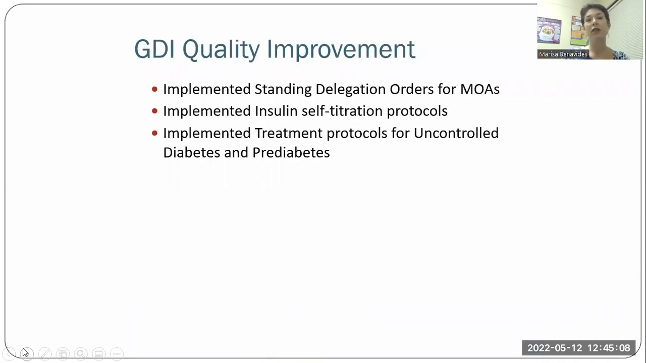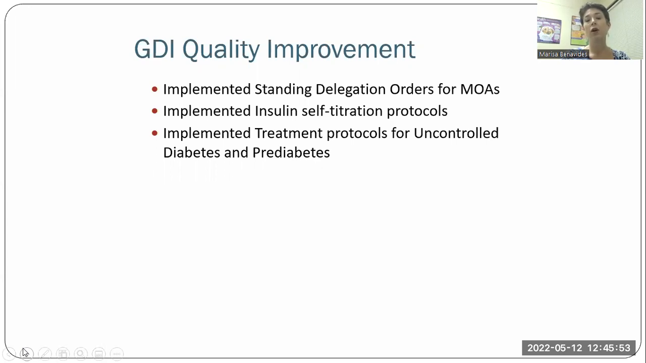So these are just some of the different things that we've done in our clinic. We've implemented standing delegation orders for our MOAs to streamline that, and to ensure that every single patient that comes in for diabetes gets the same quality of care as the next. The insulin self-titration protocols, again, to help reduce the incidence of hypoglycemia and to improve our A1C outcomes so that patients can get to goal sooner. And we have implemented protocols for our providers for better management of uncontrolled diabetes. And we've also implemented protocols for pre-diabetes as well.